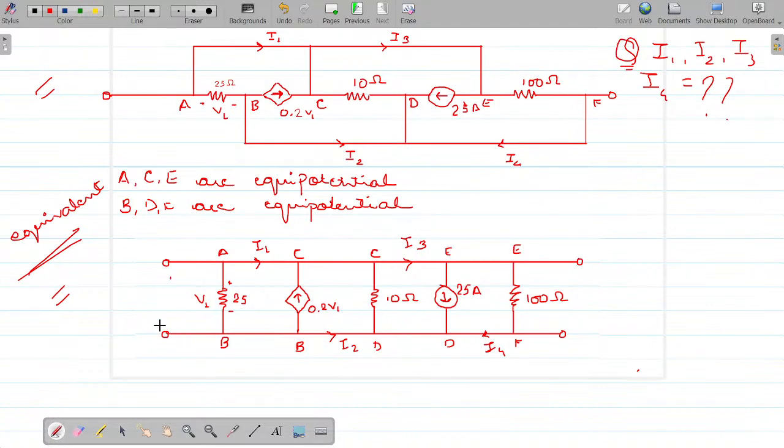See, why is KVL not suggested? Because how many times do you have to apply KVL? How many loop meshes do you see? 1, 2, 3, 4, 5, 6 meshes. So it is not advisable.